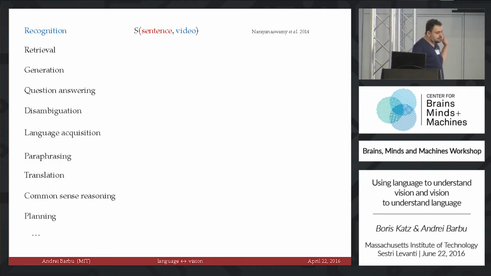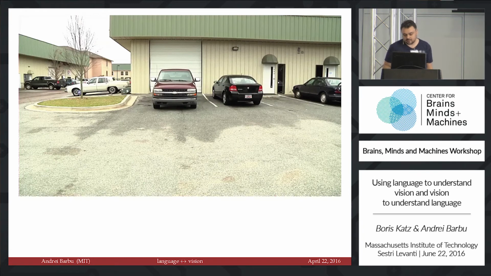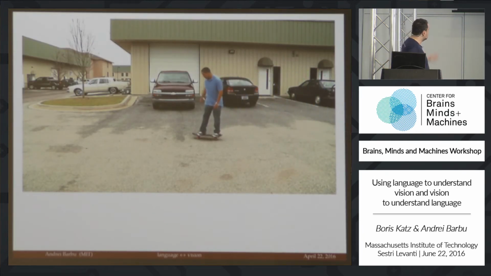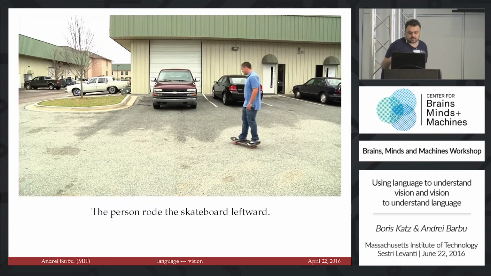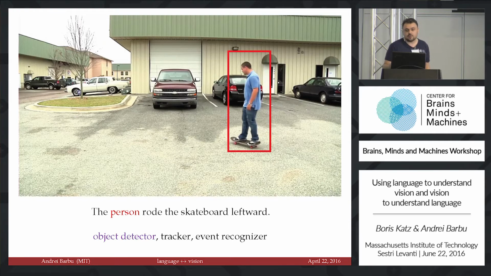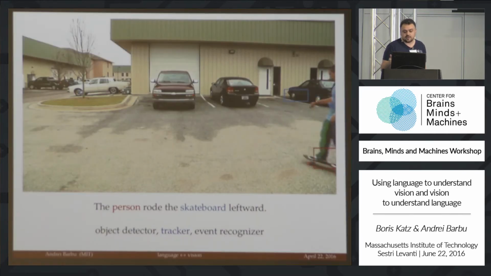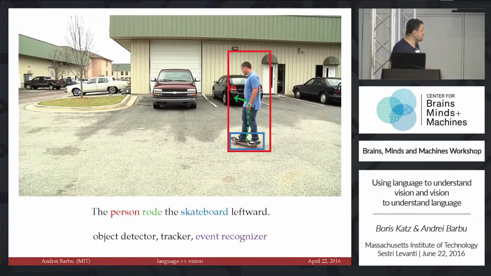So one basic primitive takes a video and a sentence and tells you how true is the sentence of this video. So how good is the video in depicting this sentence? I'm just going to describe this very briefly because it's not really the point of the talk. But if you look at a video like this, you have to basically extract some information if you want to understand the sentence, the person rode the skateboard leftward in this video. You have to know about people, you have to know about skateboards, you have to be able to track them over time, you have to be able to look at the relationships between them. I'm not saying that you necessarily have to do these in this order, or that you have to have independent units that do any of these, but this is the kind of information that you have to be able to extract from the video. Indeed, we do all of this jointly.